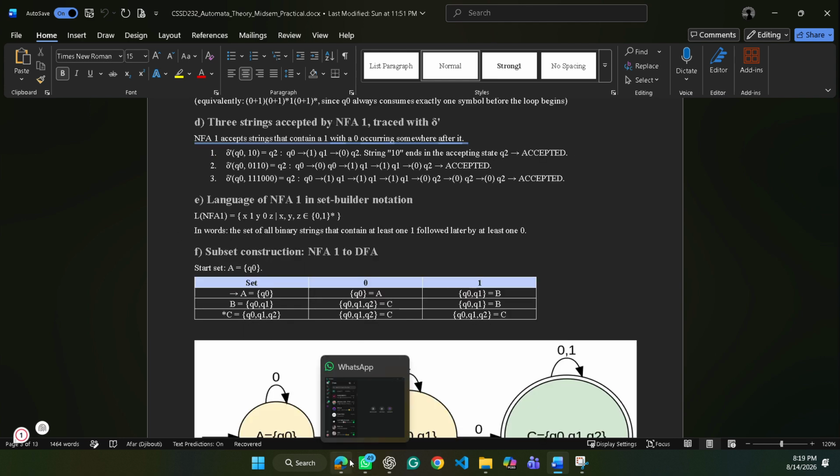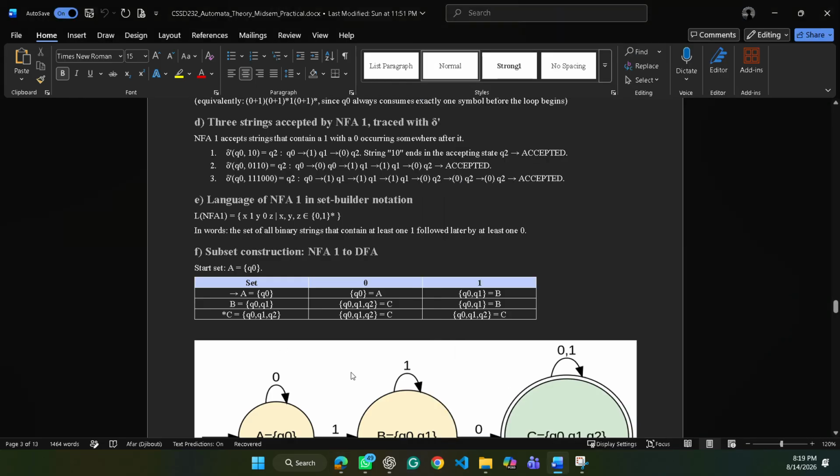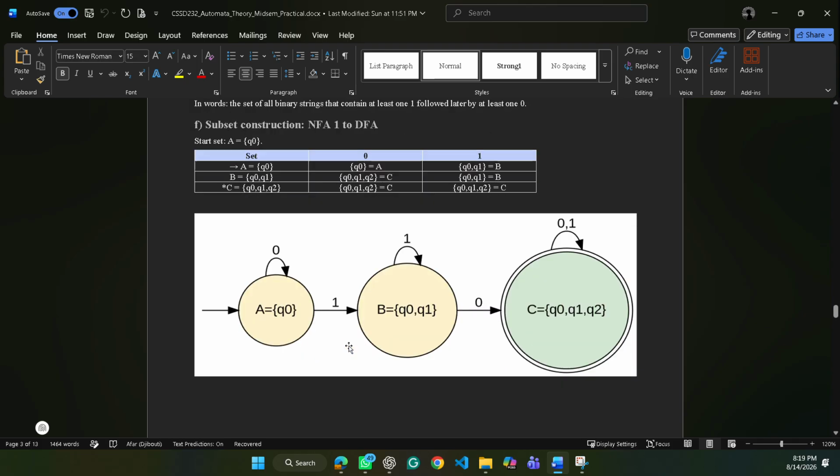Let's go to the last question and then we end the video. Convert the first NFA into an equivalent DFA using the subset construction. So that will be the last part. Finally, I convert NFA 1 into an equivalent DFA using the subset construction method. The key idea behind subset construction is that, unlike a DFA state representing one state, a DFA state can represent a set of NFA states. We begin with A equal to Q0.